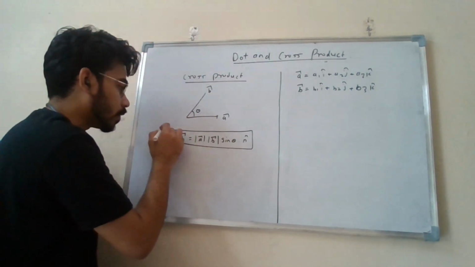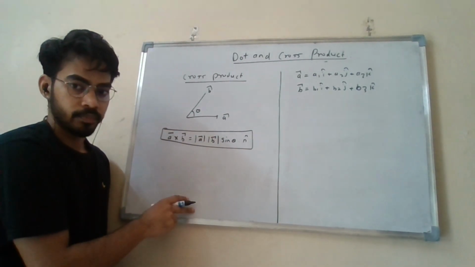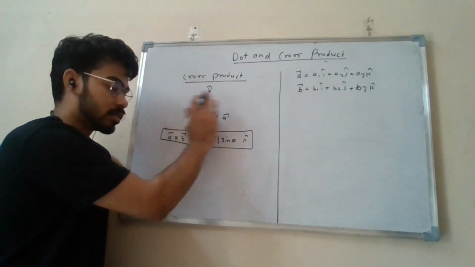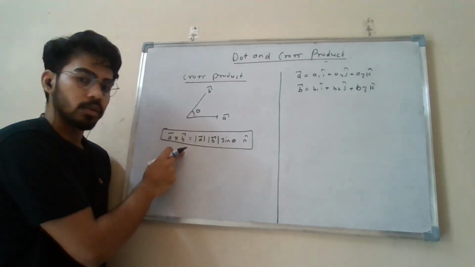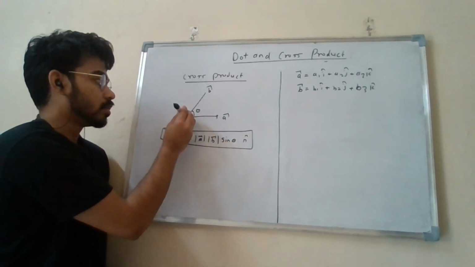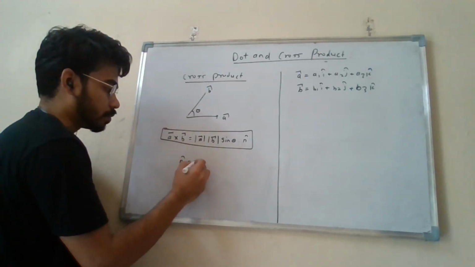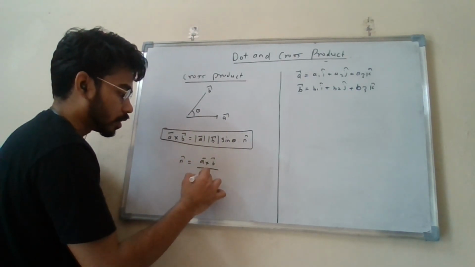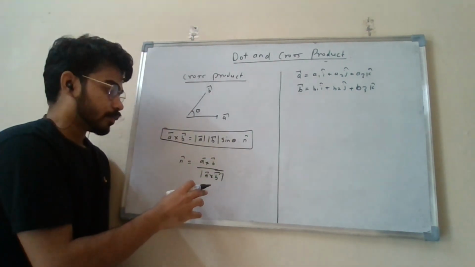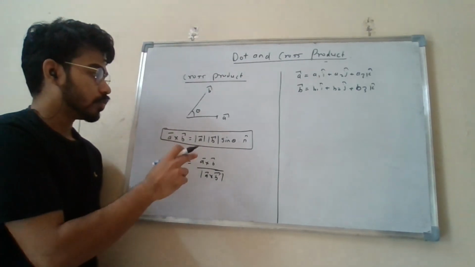And what is the value of n cap? This is very important. n cap gives us the direction of a cross b. If two vectors a and b are in a plane, then a cross b is perpendicular to this plane. This n cap shows the perpendicular direction. So my value of n cap is a cross b divided by mod of a cross b. Okay, this direction can be found using the right hand rule.